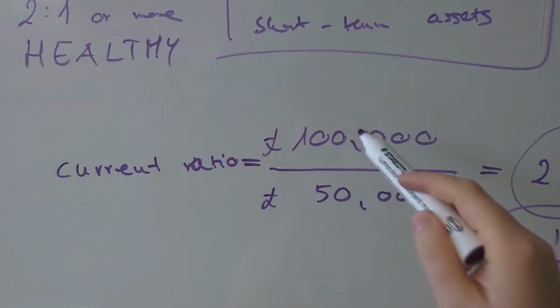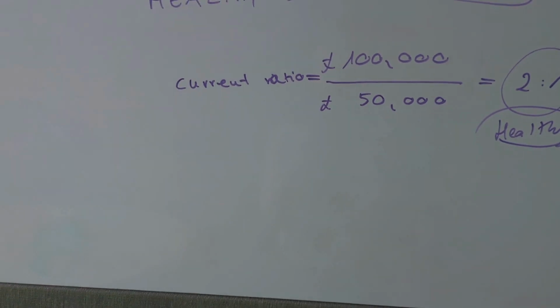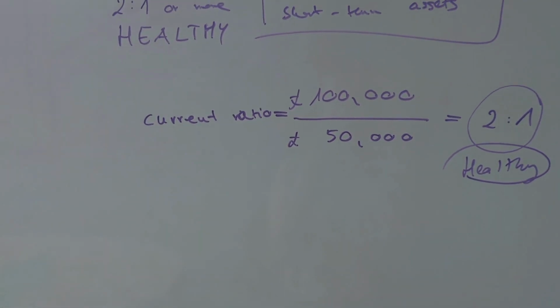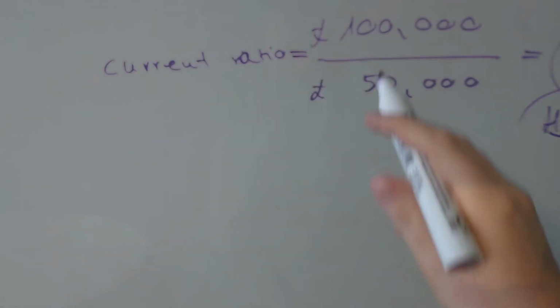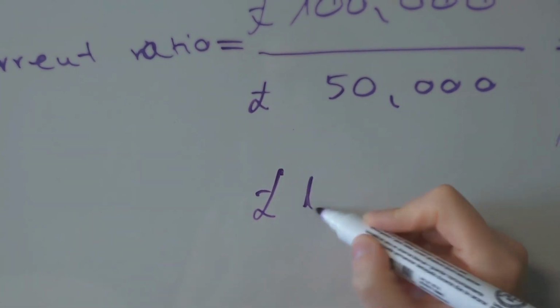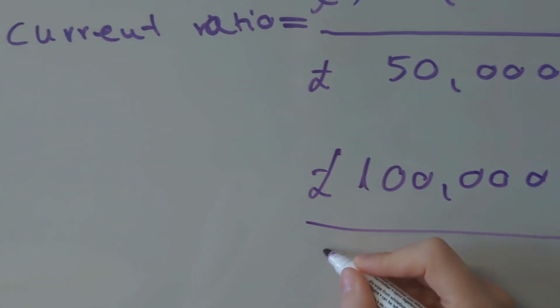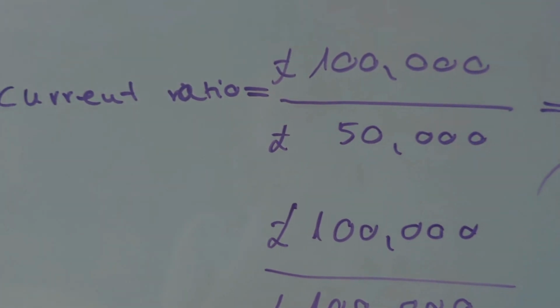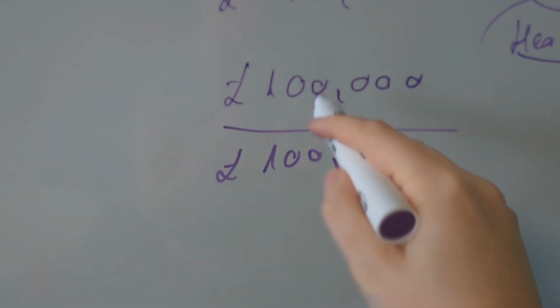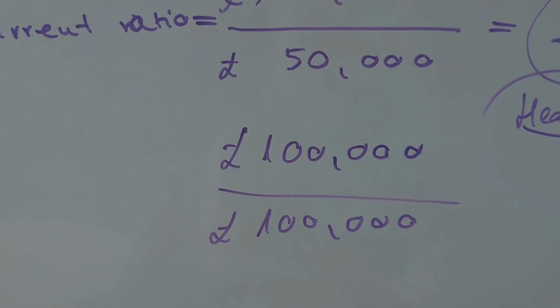Now, obviously this is one super idealistic situation that I showed you, but what happens if these two numbers actually equal out? That means you can still pay off any short-term liabilities with your short-term assets. So if I have £100,000 worth of assets and I have to pay off £100,000 worth of liabilities, that means I can still pay for it, right? Because it's exactly the amount that I need.